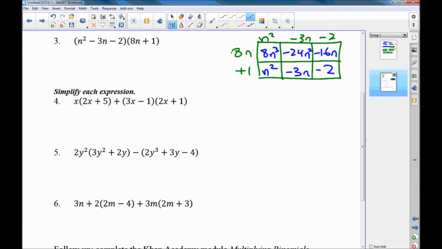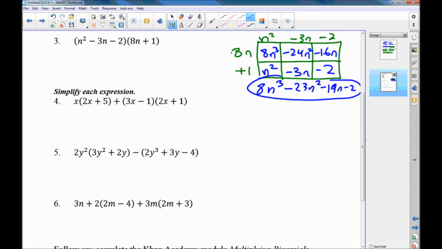Okay. All right. I'll collect my like terms. 8n cubed. The n squareds will make minus 23n squared, negative 24 plus 1. The n's will make negative 19n, and then we have a minus 2.